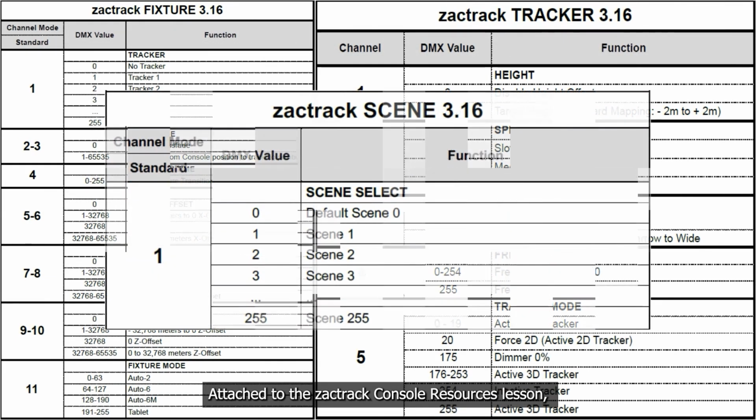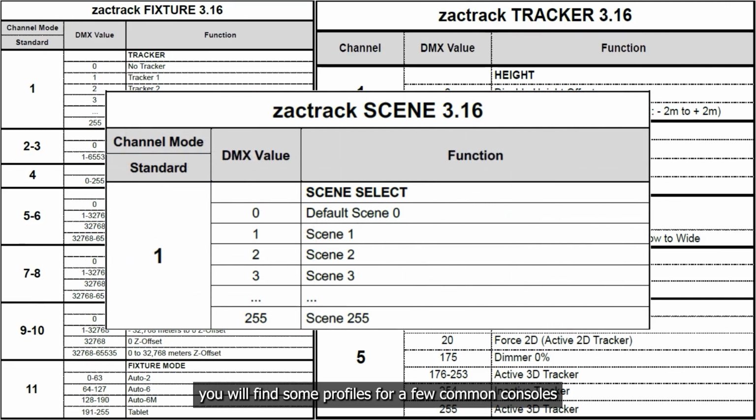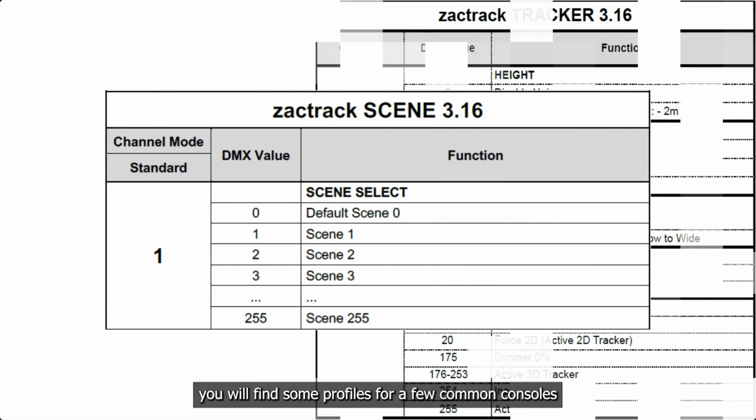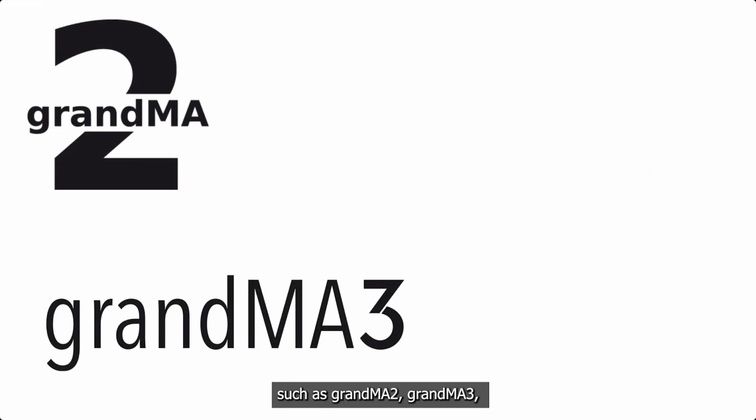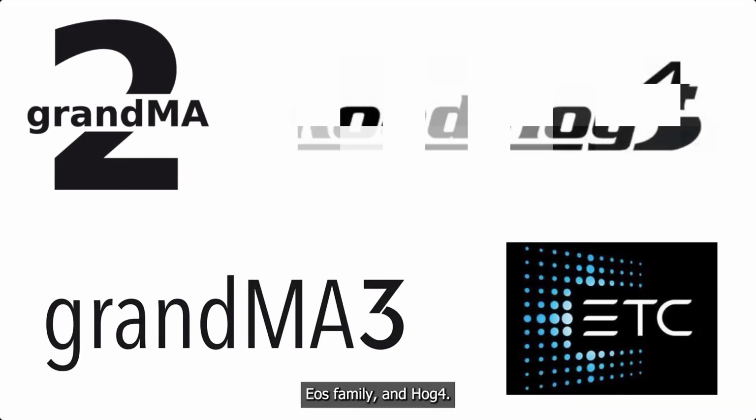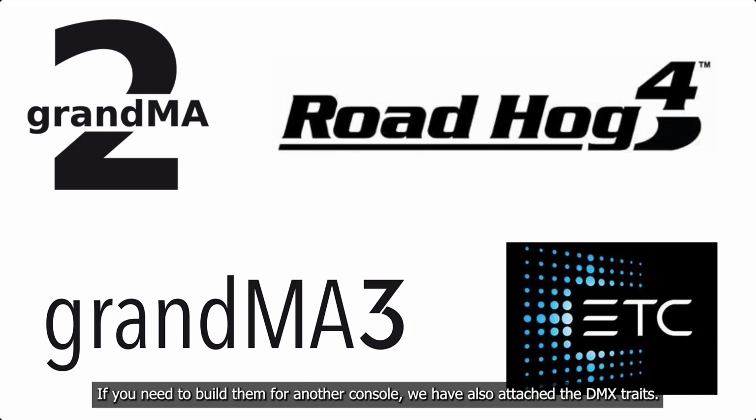Attached to the zactrack's console resource lesson, you will find some profiles for a few common consoles, such as Grenome 2, Grenome 3, EOS Family, and Hog 4. If you need to build them for another console, we've also attached the DMX traits.